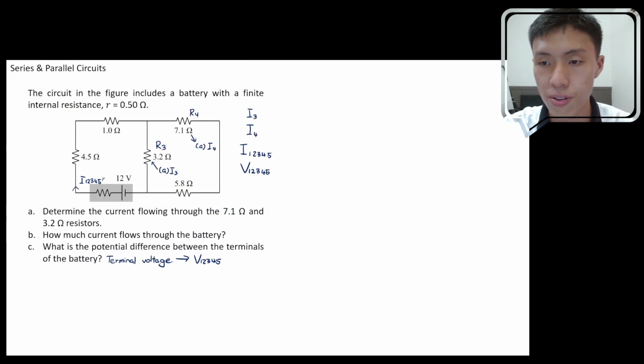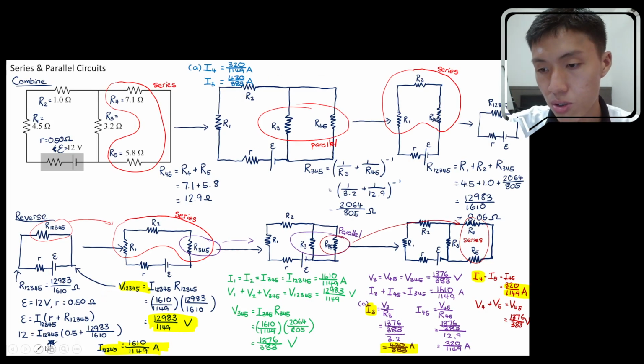Okay, next you have the current that flows through the battery. That's I12345 and terminal voltage V12345. So let's continue.